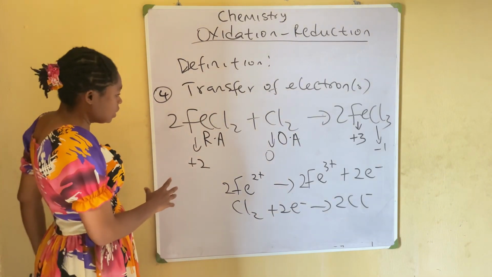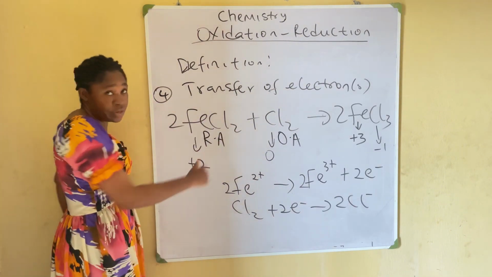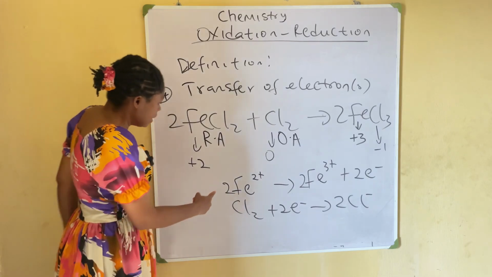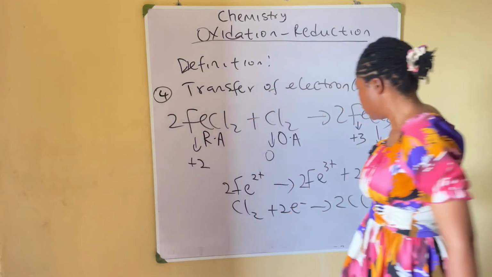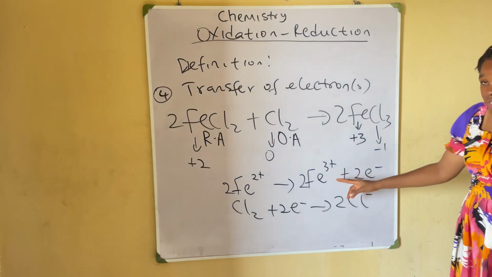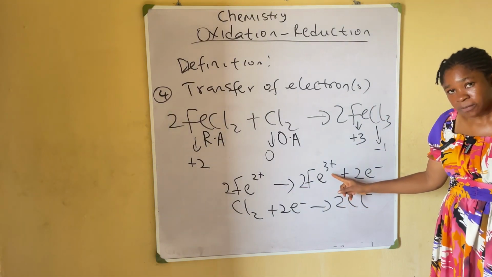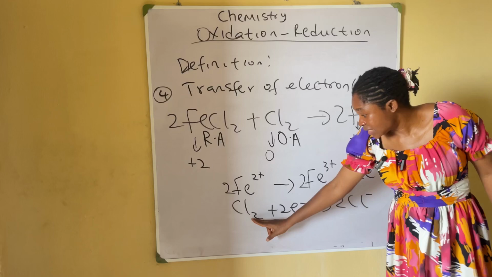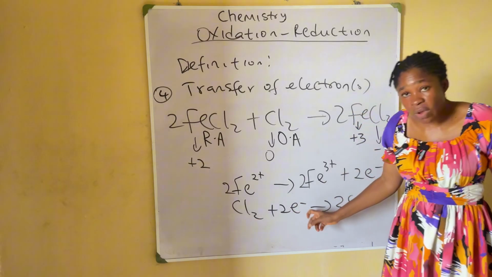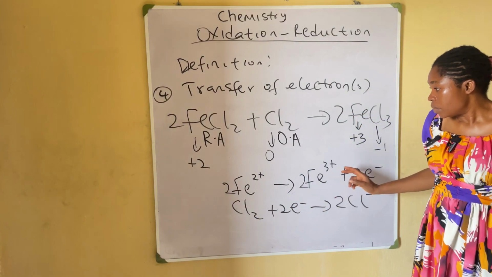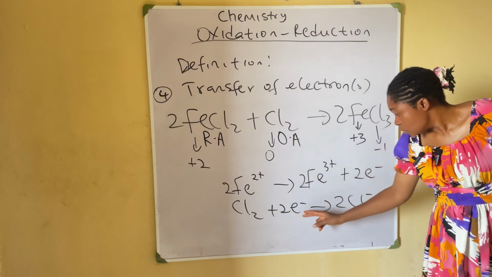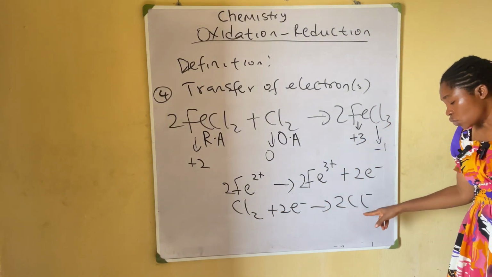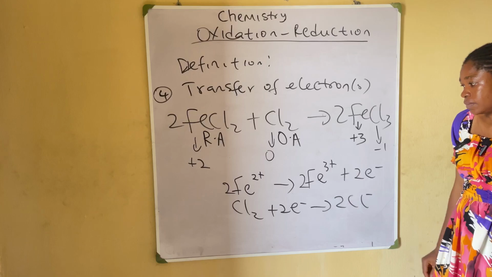Okay, look at this equation. Any half equation of this reaction here. You can see iron 2 ion donated 2 electrons and became oxidized to iron 3 ion. Chlorine gas accepted 2 electrons donated by this reducing agent, iron 2 ion, to become reduced to chloride ion.